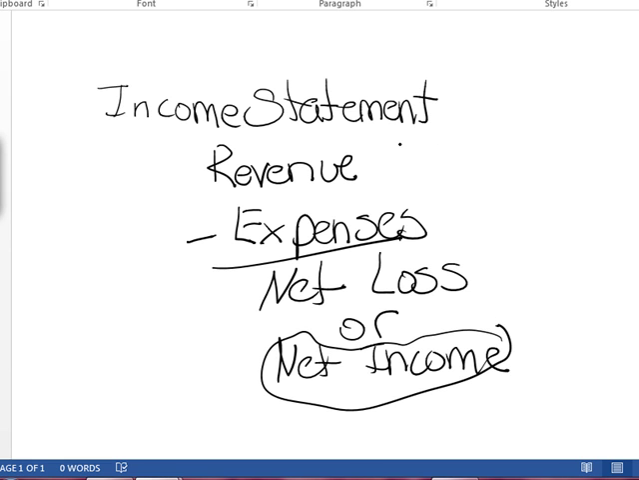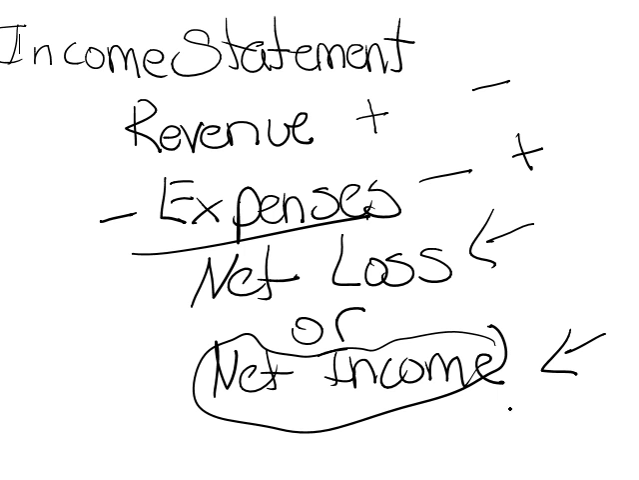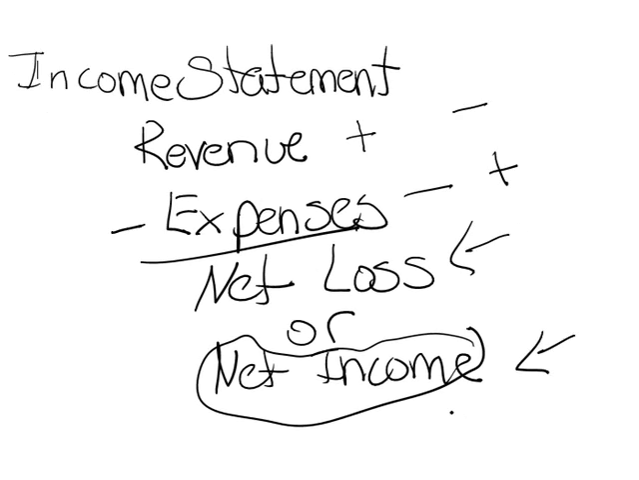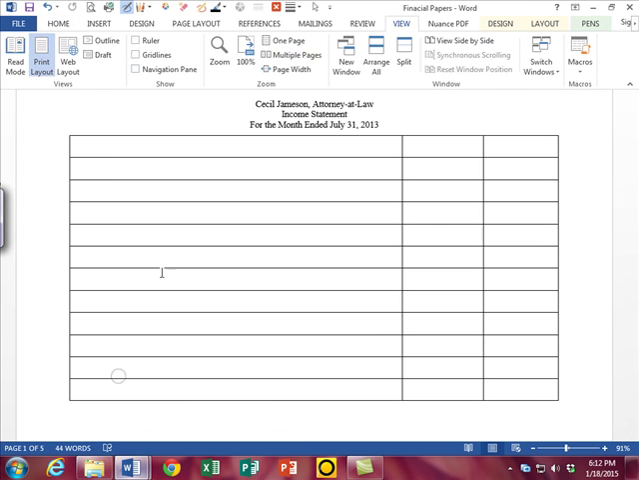If revenue is more than expenses, you're going to have a net income. If revenue is less than expenses, you're going to have a net loss. Ideally, we're going to have a net income because that means that we retained money after paying expenses. Alright, so let's look and see how this applies to Mr. Cecil's company.